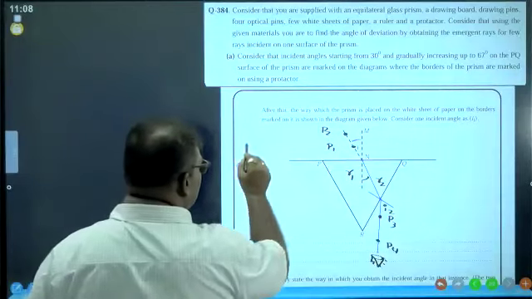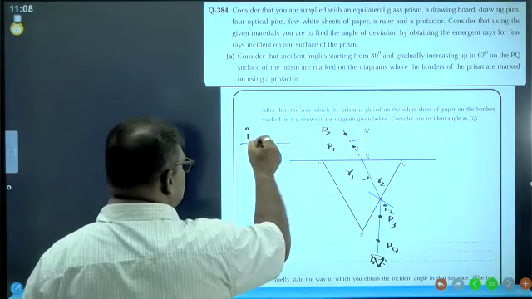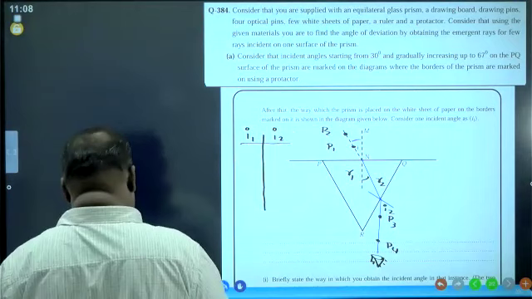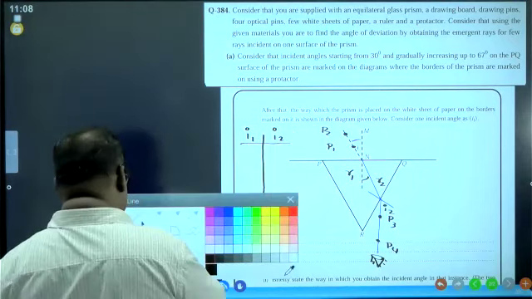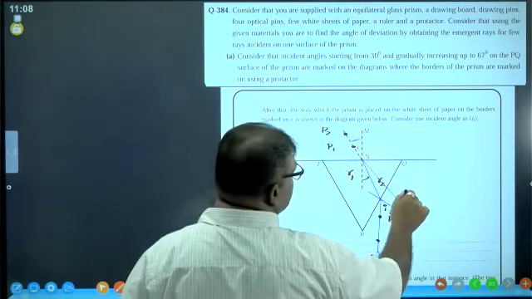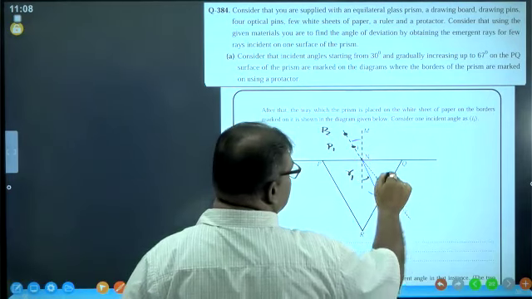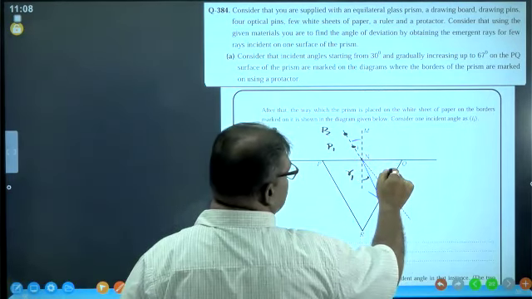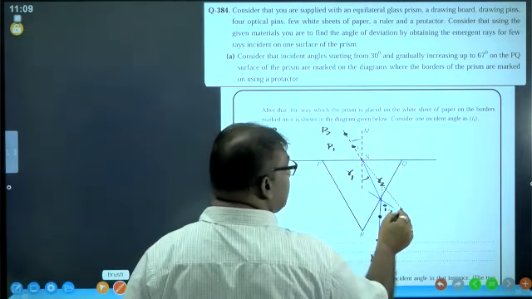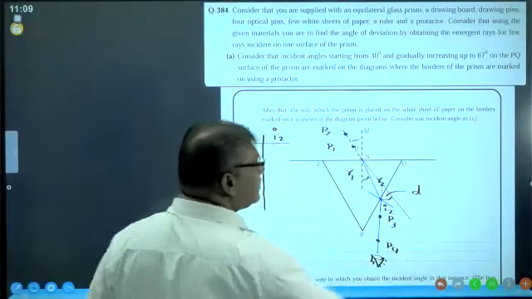Now we have to tabulate I1 and I2. Now, when we are going to find the deviation angle, this could be the original path of the light ray with the broken lines. This is the new path of the light ray. So here we have the deviation angle. This is the angle of deviation, isn't it?